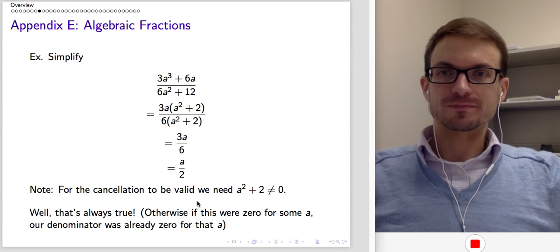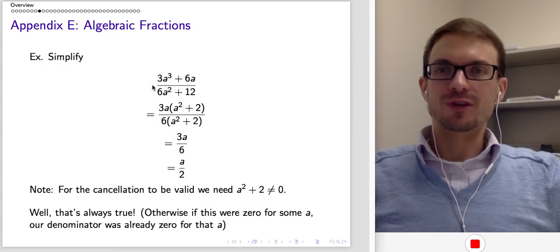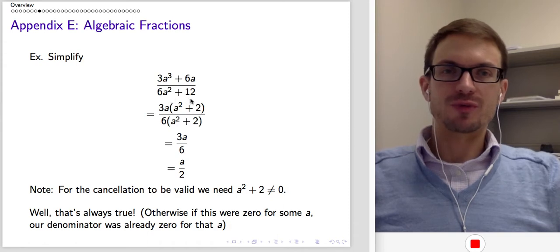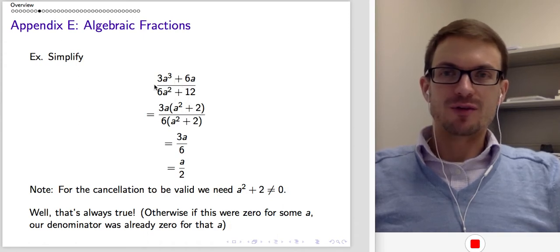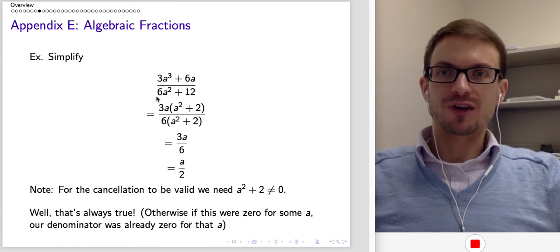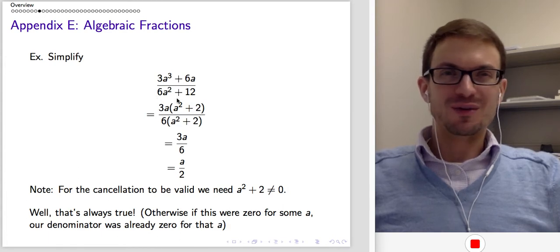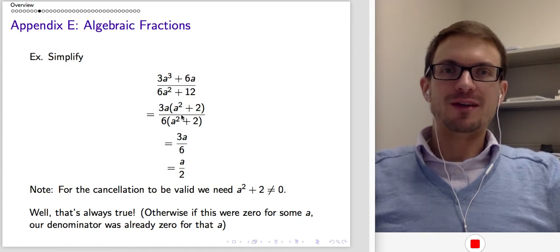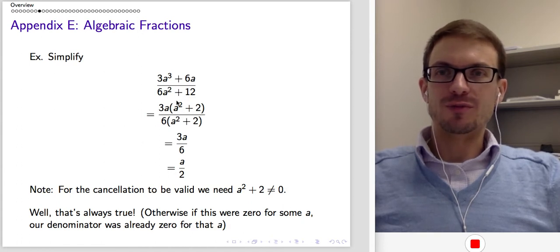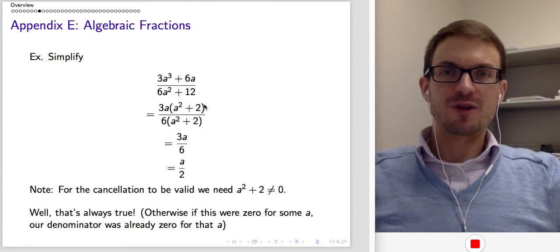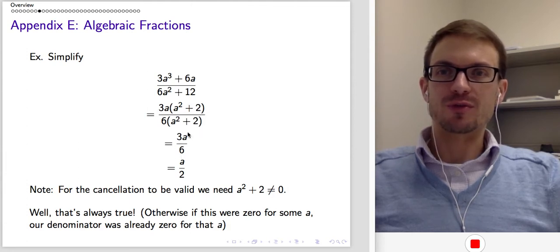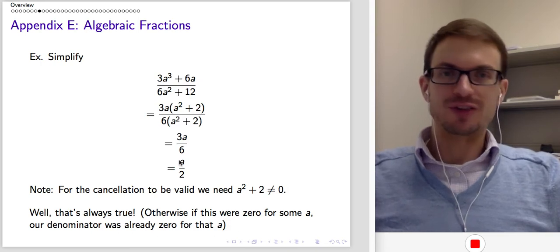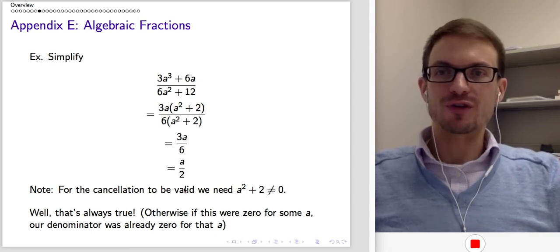Okay. Let's try this one. We have 3a squared, or 3a cubed, plus 6a divided by 6a squared plus 12. I can factor out a 3a. I can factor out a 6. And the neat thing here, well, there's a couple neat things. One is, the part that cancels is actually the remnant after we've been factoring. It's this a squared plus 2 term. That's the expression we're actually able to cancel. We're left with 3/6 a. Clearly 3/6 is just 1/2, so we have a over 2.